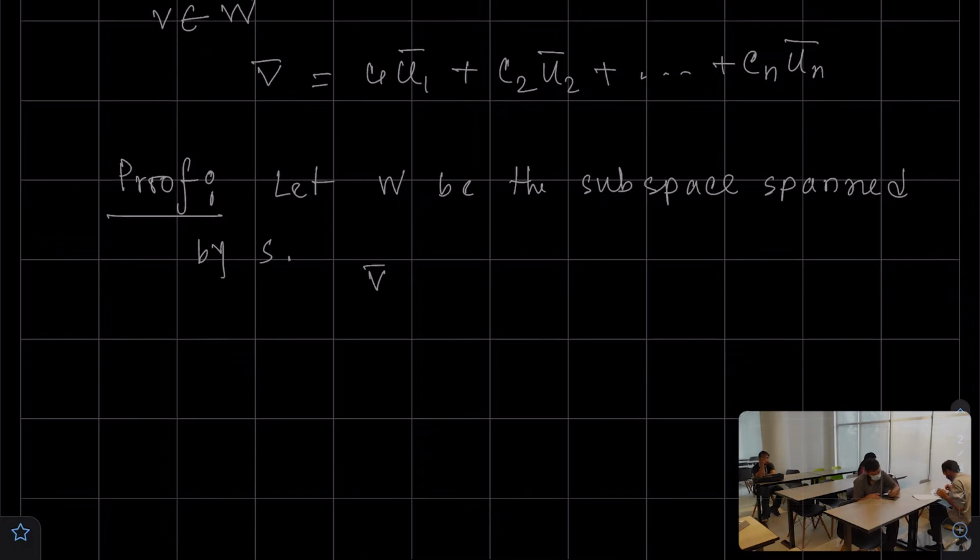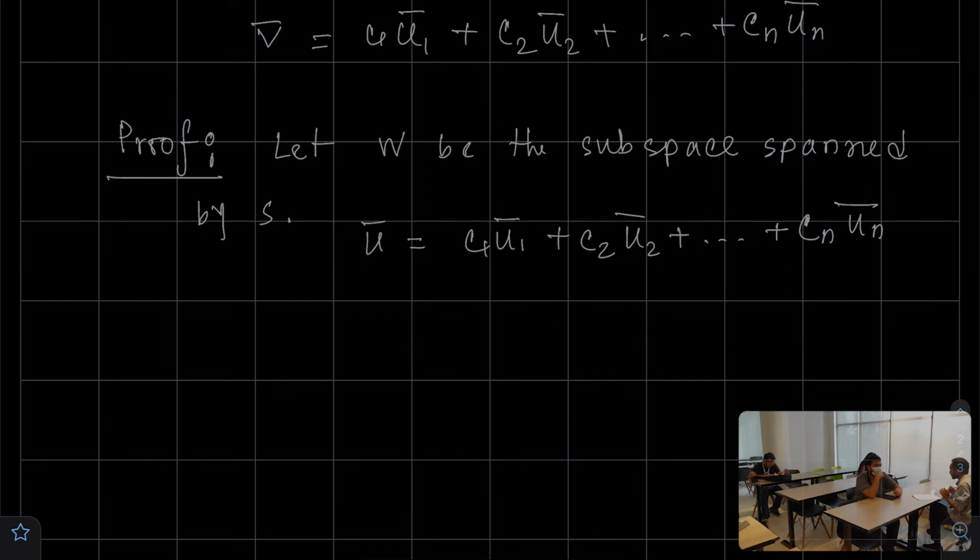Suppose W is a subspace containing S. Then any vector U of the form U equals C1 U1 plus C2 U2 plus dot dot Cn Un. Don't you think this vector belongs to W? Yeah, because we have taken W in the first place.